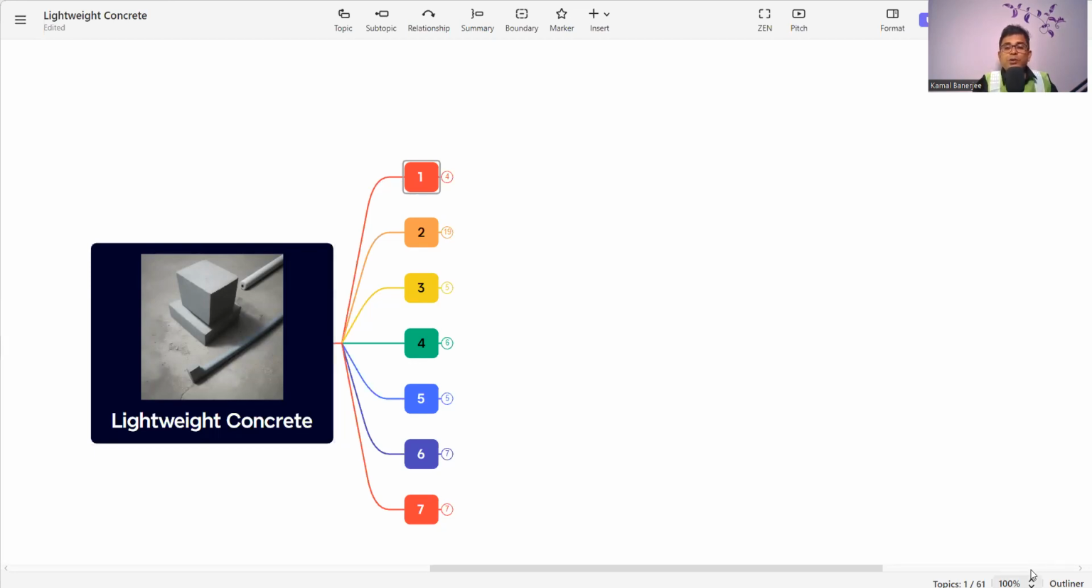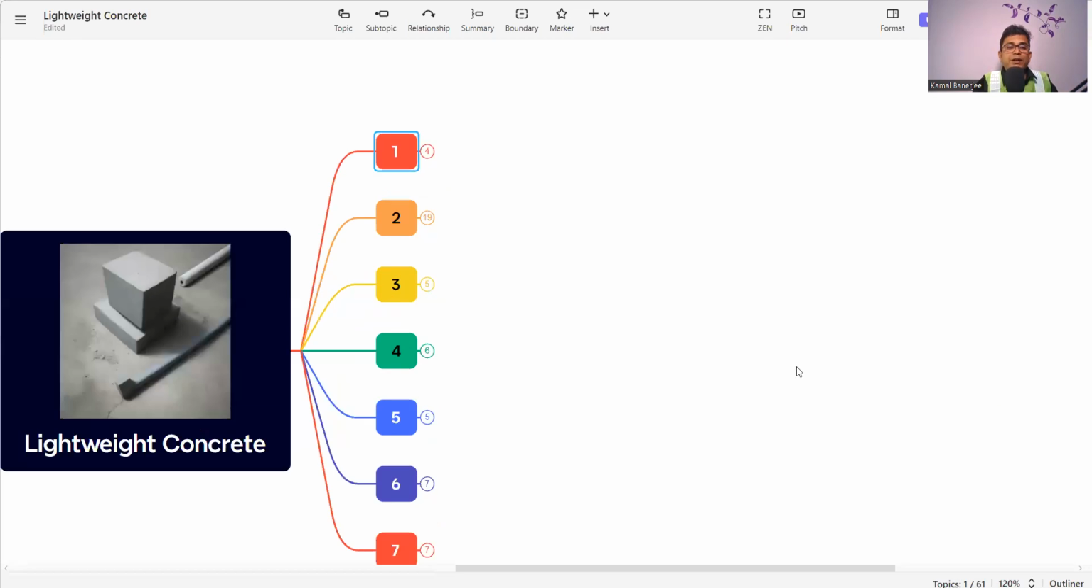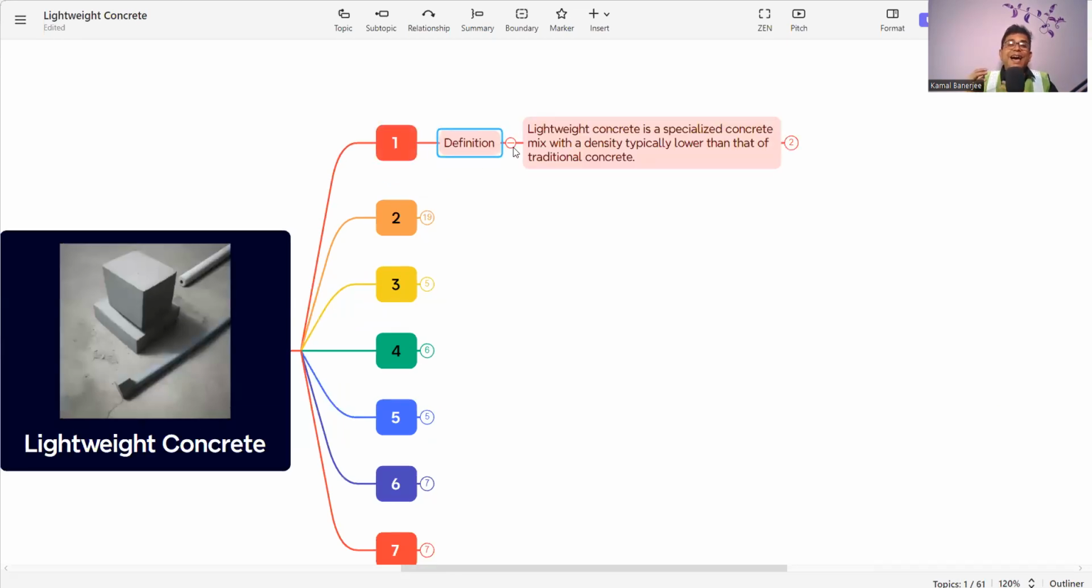So let's start with what a lightweight concrete is. From the name itself, it shows that it has a lower density or lower weight. Lightweight concrete is a specialized concrete mix with a density typically lower than that of traditional concrete. Traditional concrete, we all know, is 2200 to 2400 kg per cubic meter, but in lightweight concrete, it varies from 400 to 1800 or 1600 kg per cubic meter.